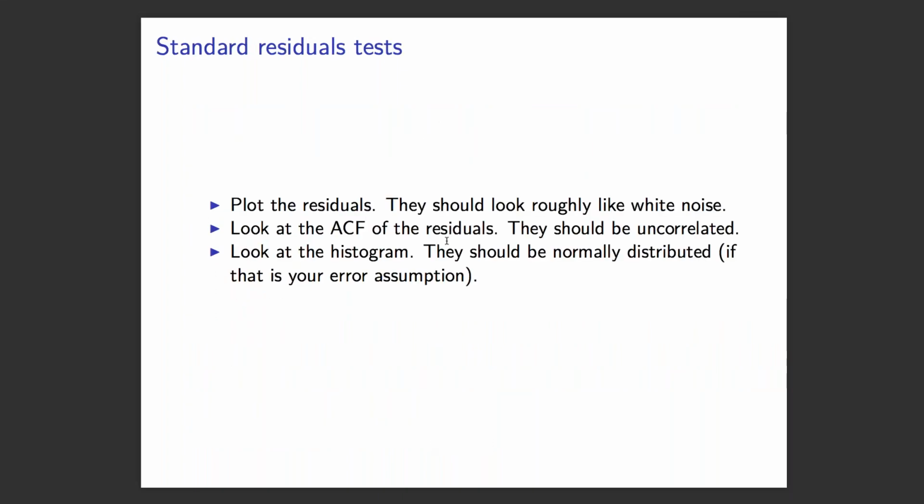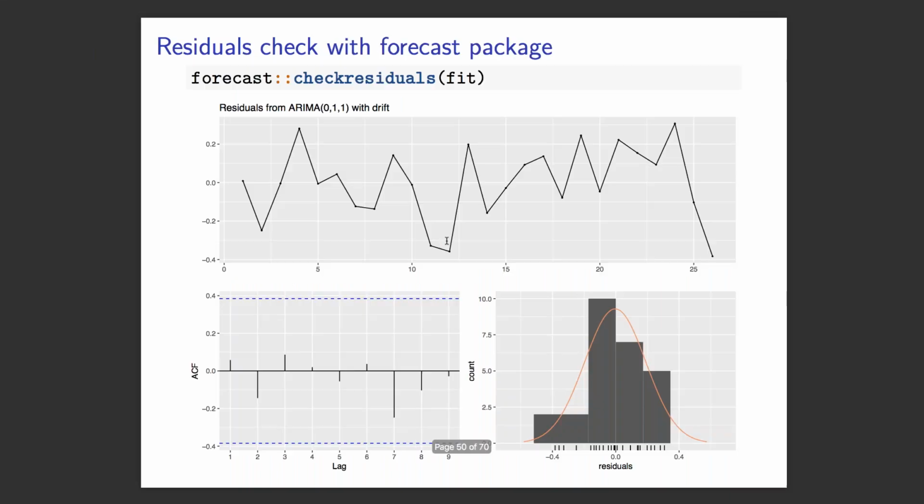So the standard kinds of tests that you're going to do, you're going to plot your residuals. They have to look like white noise, roughly. You're going to look at the ACF. Your residuals should be uncorrelated. You're going to look at a histogram. It should match whatever your error assumption is. The models we use assume normal errors, so they should look fairly normal.